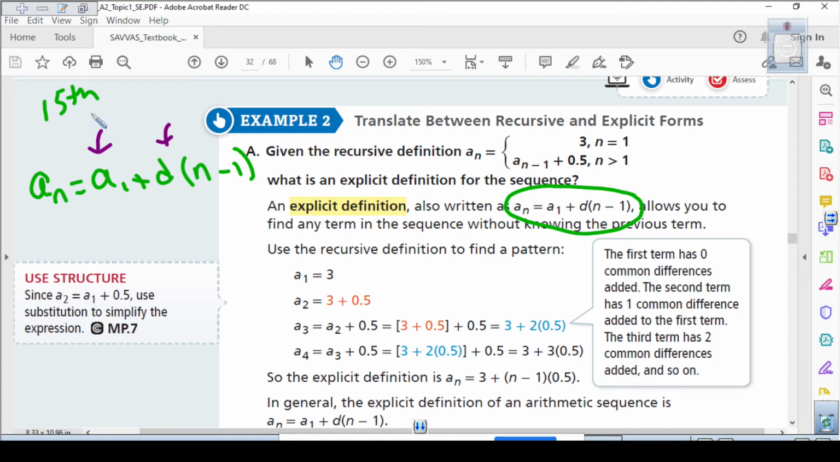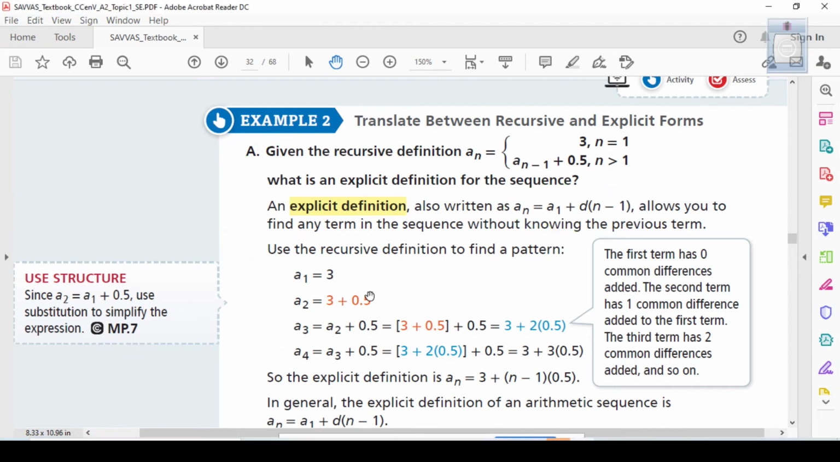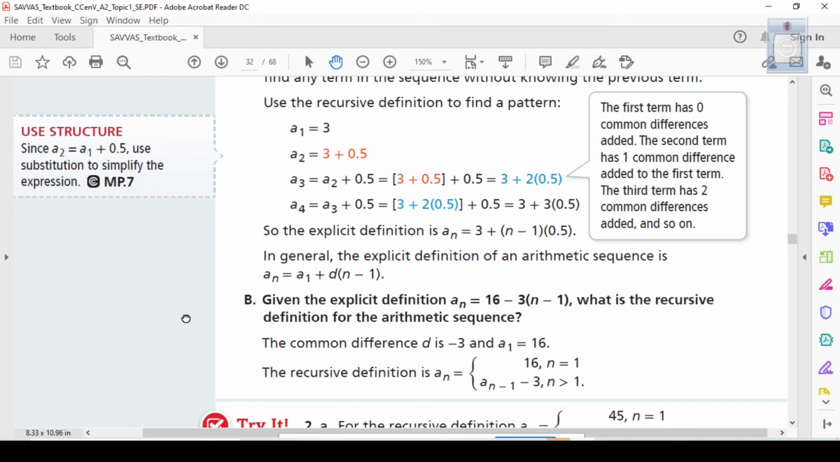I'm not going to keep looking at the person behind me 15 times. No, this one gives you a shortcut to get exactly what you need in a short amount of time. So obviously explicit has its own benefit because it gets you exactly to what you need without looking behind you every single time. Okay, so let's take an example on this as well.